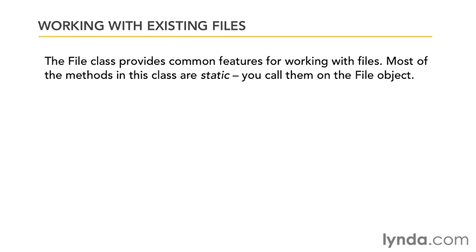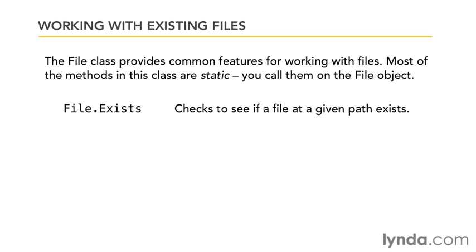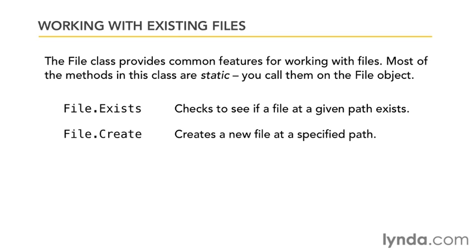So the file object provides some really useful functions. I'm going to go over some of them here, not all of them because there's quite a few. But for example, there's an exists method that checks to see if a file at a given path exists or not. And if a file does not exist, you can call a method called create, which surprisingly creates the file at the specified path. There's also functions for copying and moving and deleting files.